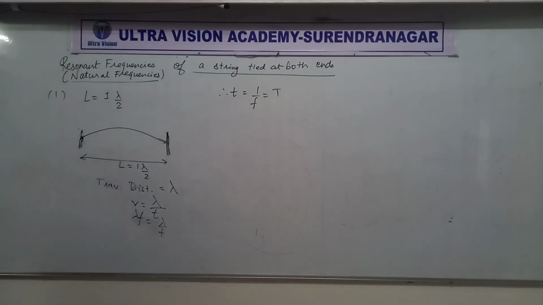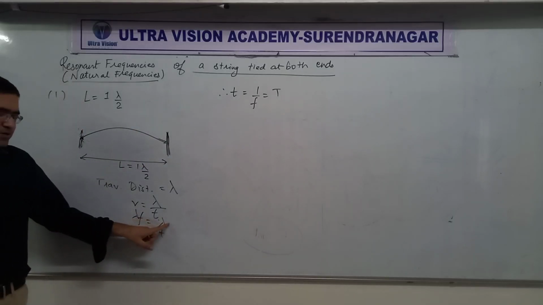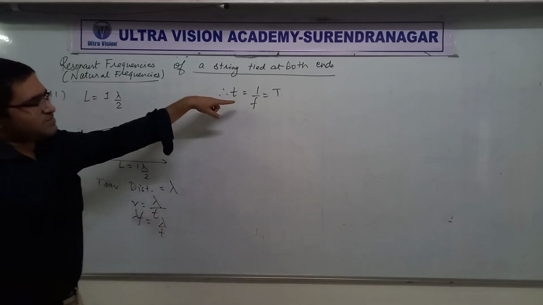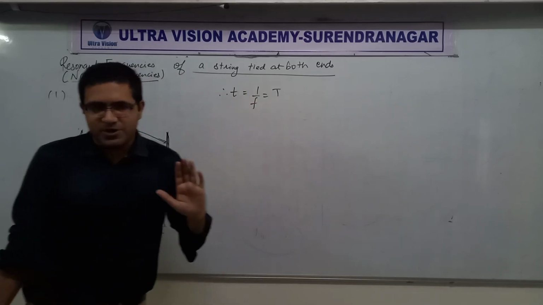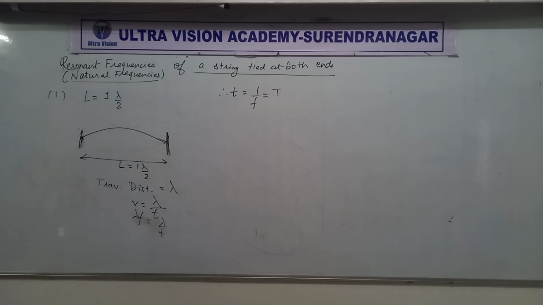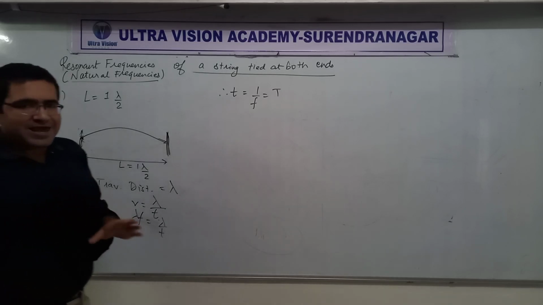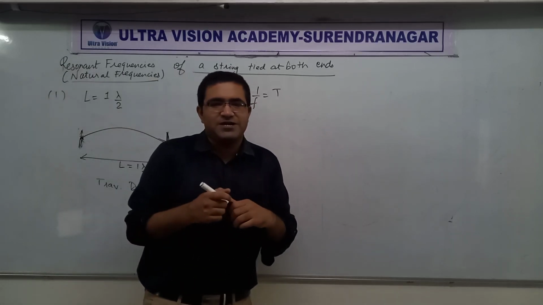Okay. I repeat, lambda cancelled. So T is equal to 1 by f, but 1 by f is called time period, right? Okay, what does this mean? This is just like swinging a child on a swing.